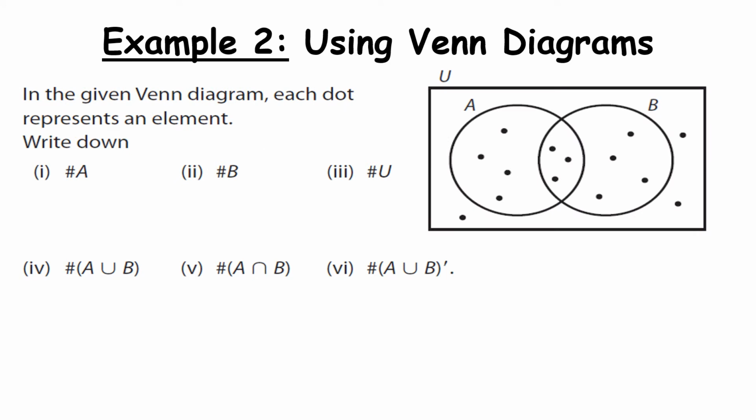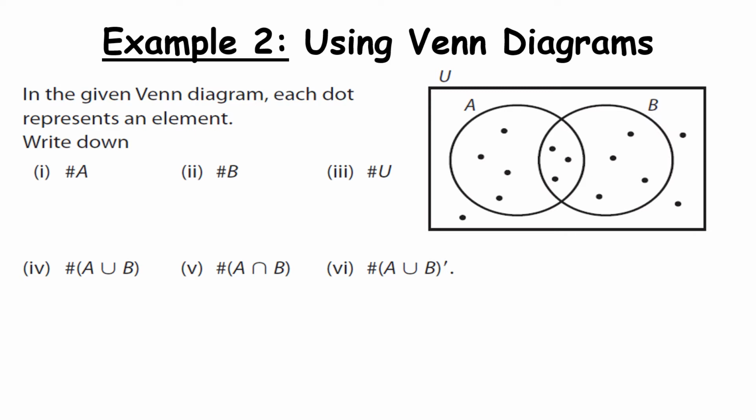Example 2, using Venn diagrams. In the given Venn diagram, each dot represents an element. So we can often see this in a question if we don't want to clog it up with actual numbers or letters or elements. So they use the dot, which we usually see beside the element, to show that there is an element. Now, we won't ever be able to list the elements because we don't know what they are. However, we will be able to answer these questions, which are all about the cardinal number.